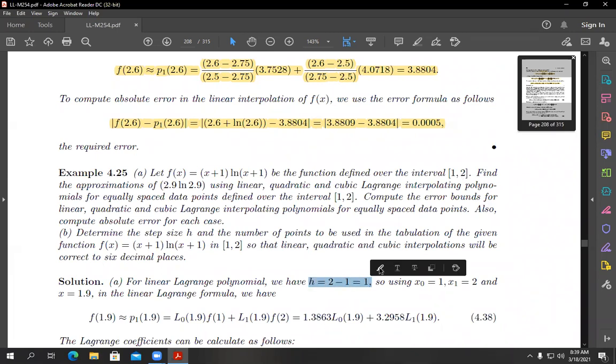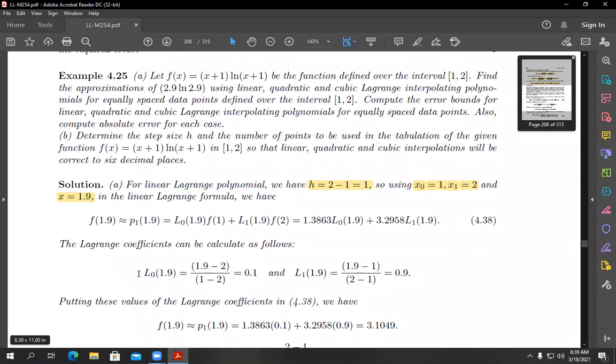So your x0 is 1 and x1 is 2. And what is your x given? 1.9. So you need to find L0 and you need to find L1, and you can see L0 plus L1 is equal to 1. It should be 1. If not, then you have to recheck.